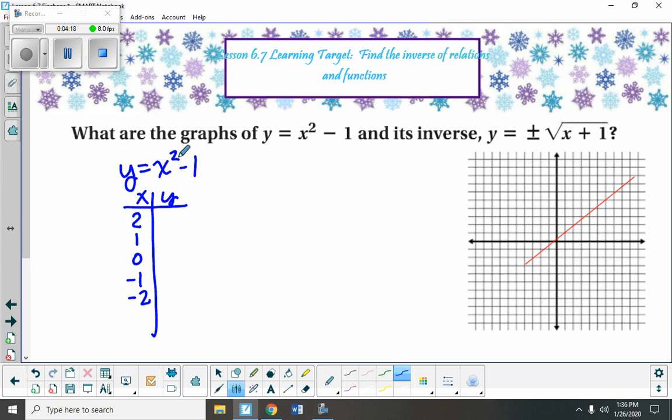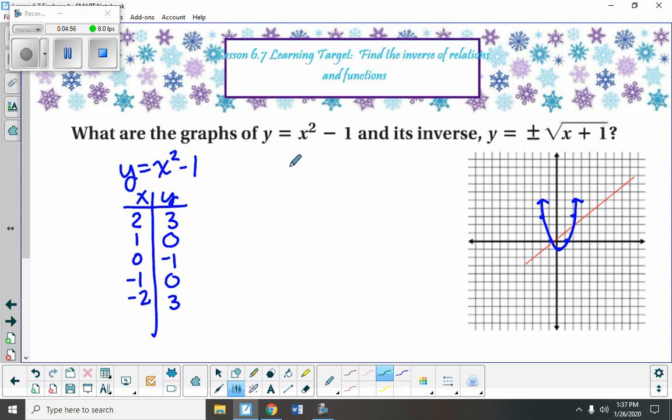So 2 squared is 4, 4 minus 1 is 3. 1 squared is 1, minus 1 is 0. 0 minus 1 is minus 1. -1, if we square that, it's a positive 1. Minus 1 is 0. -2 quantity squared is 4. 4 minus 1 is 3. So when we graph that, we have 2, 3, 1, 0, 0, -1, -1, 0, -2, 3. So this is a quadratic function, and the graph is a parabola.